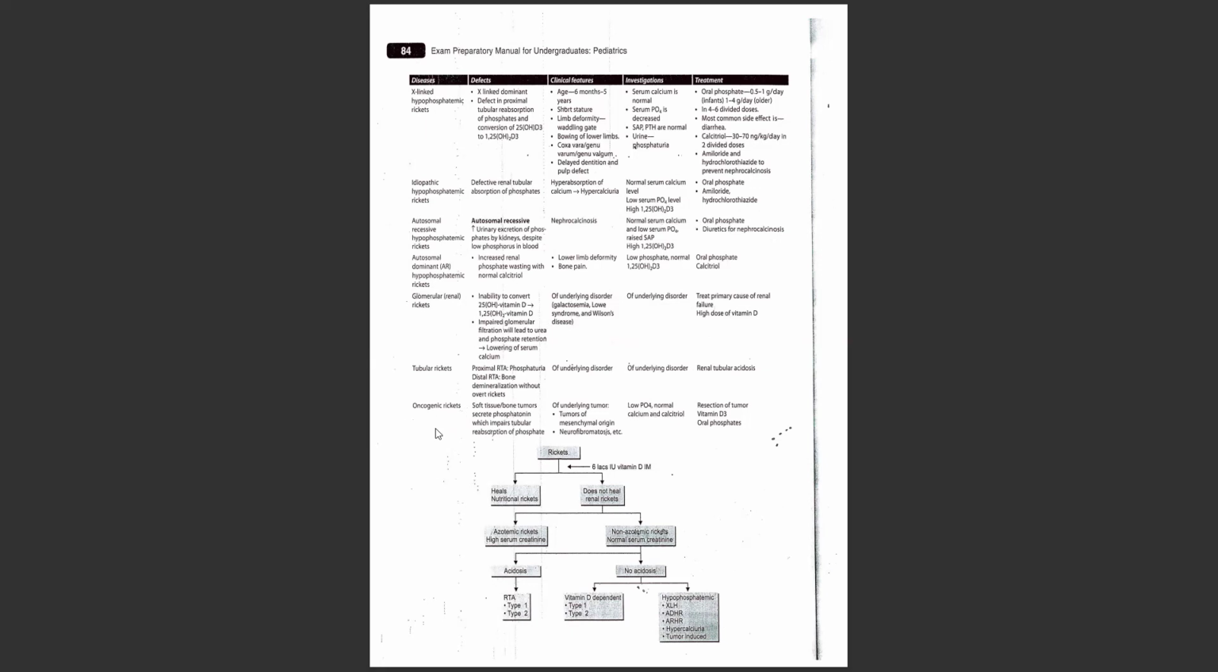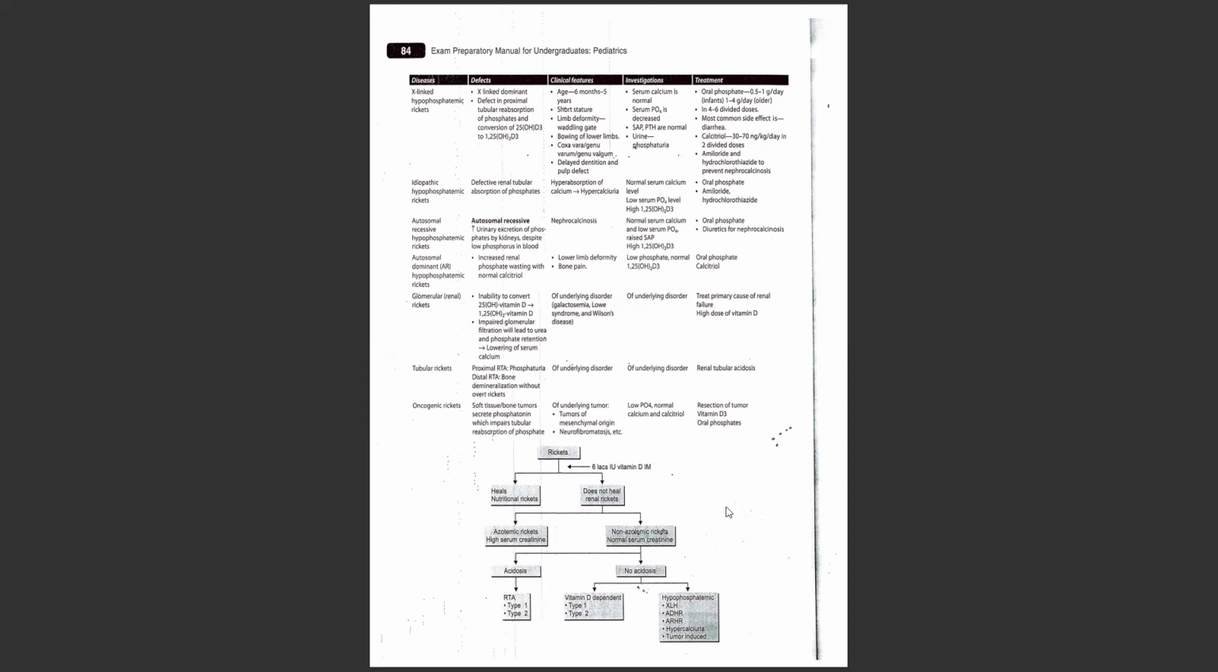Then the next category is oncogenic rickets. Soft tissue or bone tumors secrete phosphatonin, which impairs tubular reabsorption of phosphate, and because of that we have the rickets. The clinical features are those of the underlying tumors, such as tumors of mesenchymal origin, neurofibromatosis, etc. On investigation, the serum shows low phosphate levels with normal calcium and calcitriol levels. The treatment is to resect the tumor, and we have to supplement vitamin D3 and oral phosphate.